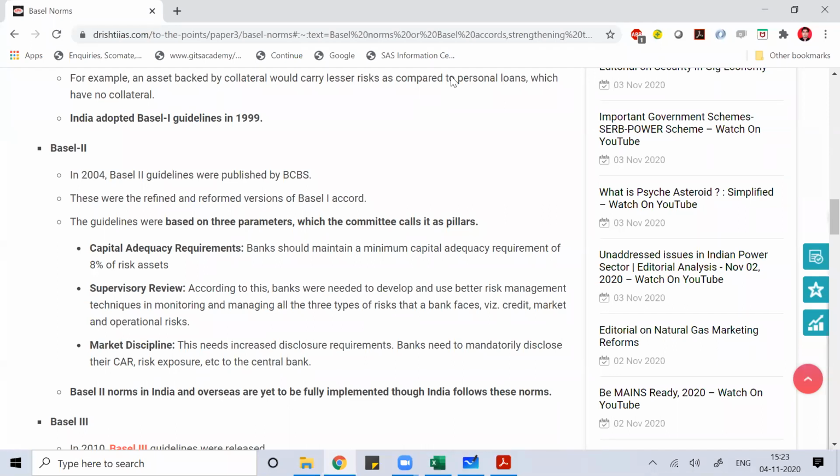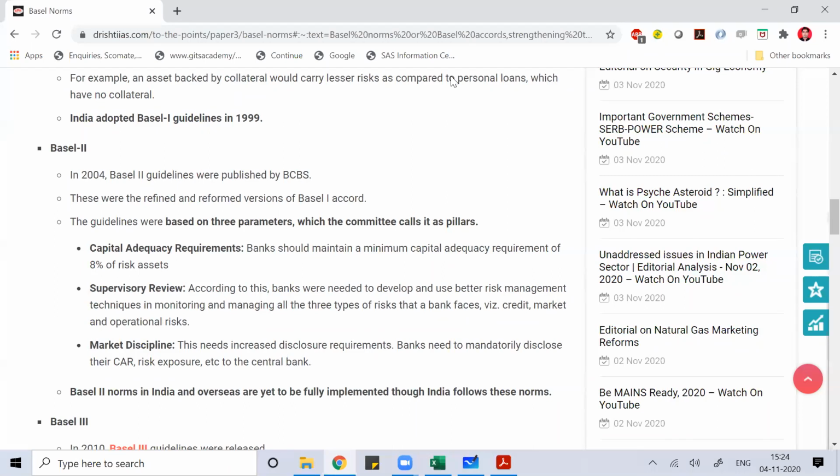This question was asked to me when I went for an interview at TCS. I worked in TCS in the past, and there they asked me this question: what were the three pillars of Basel II? The three pillars of Basel II were the capital adequacy requirement, the supervisory review process, and market discipline. So these are the three pillars of Basel II. I went for that interview around 2008 or 9.